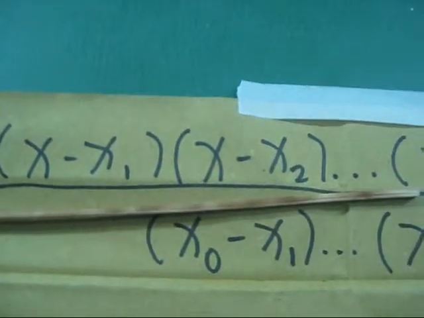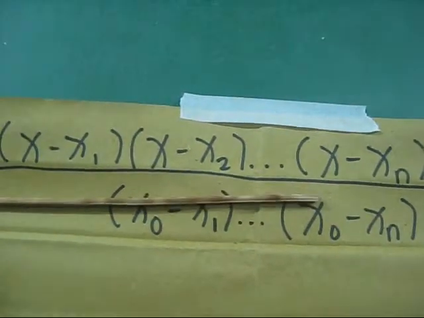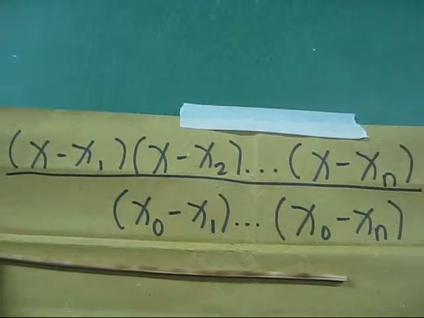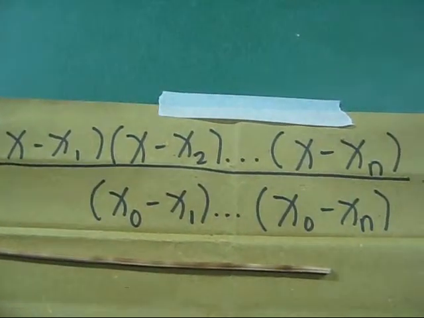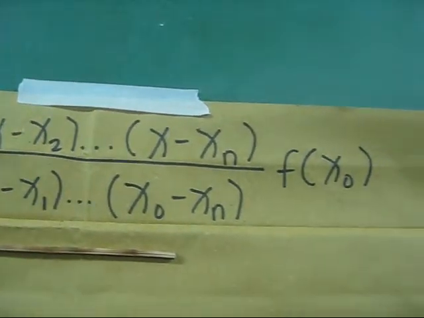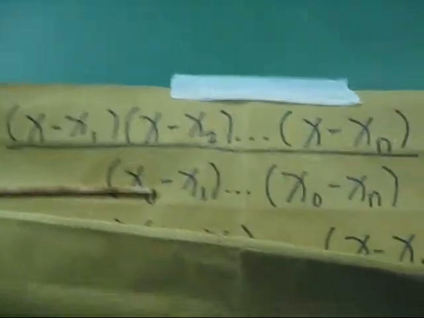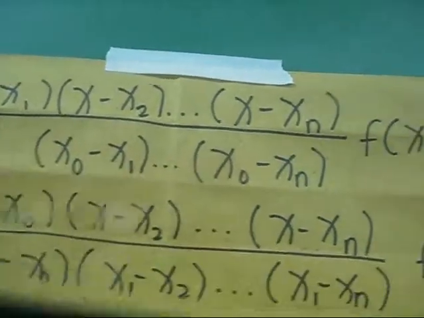And then the result will become x minus x sub 1 times x minus x sub 2 up to x minus x sub n divided by x sub 0 minus x sub 1 up to x sub 0 minus x sub n, multiplied by f of x sub 0. So f of x will be the resulting equation.